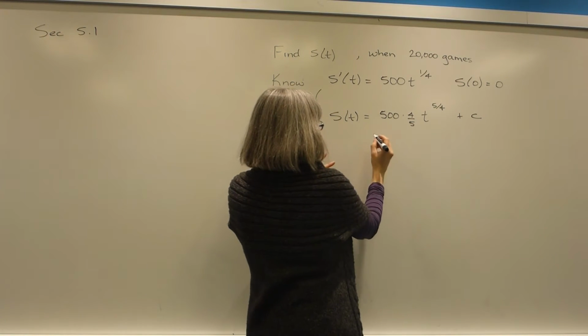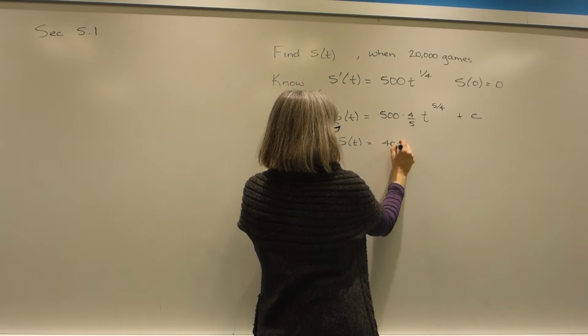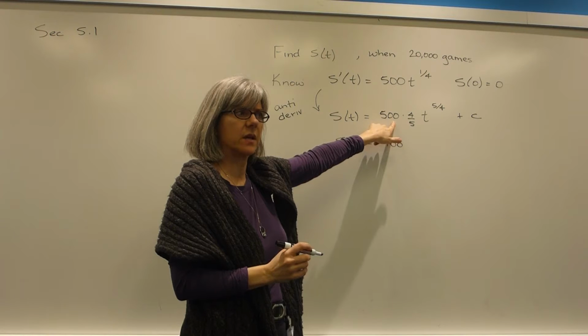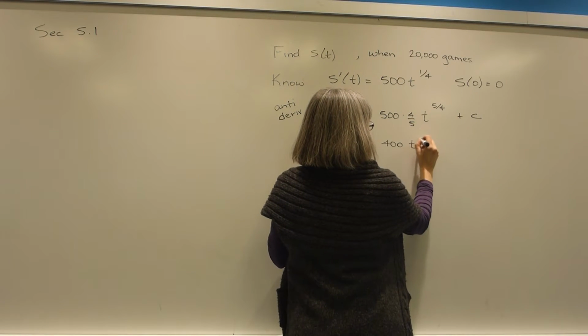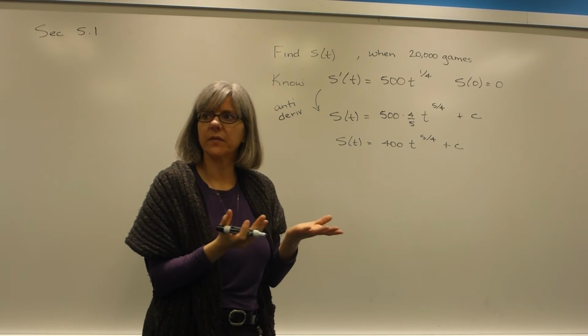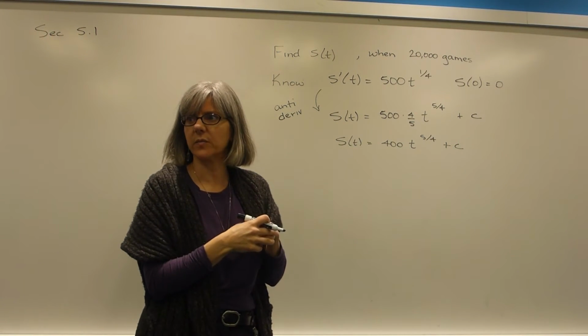All right, so let's clean this up a little bit. So S of t is 400. Everyone sees that's 400 pretty quickly. The 5 cancels with the 500, you get 100, 400 t to the 5/4 plus C. Do we have enough information to find C? Do we have any extra information?